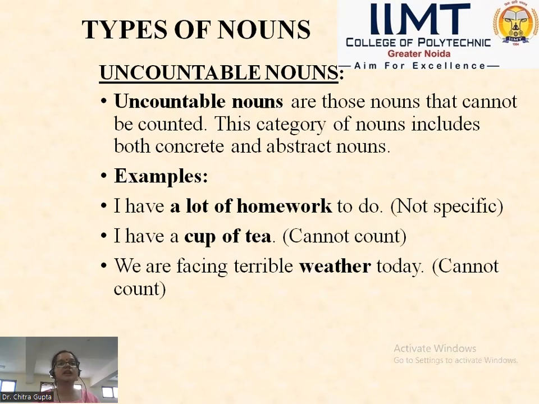I have a cup of tea. How much? It is not a how many, so it cannot be counted. We are facing terrible weather today. Terrible comes under the category of uncountable. You cannot count the terrible situation of the weather or of a man: 1, 2, 3, 4, 5, 6 like this. Terrible is totally uncountable.